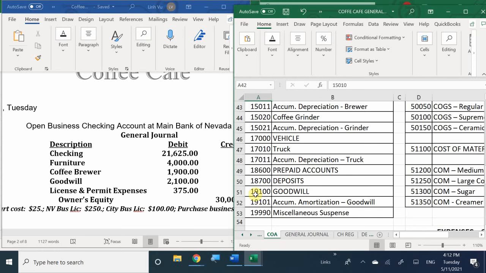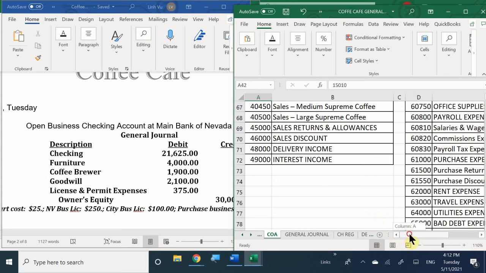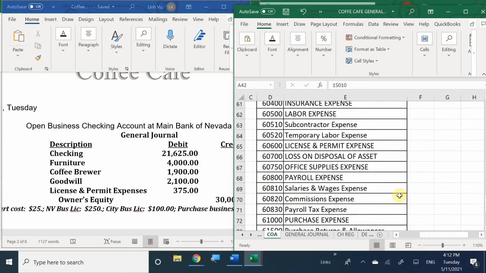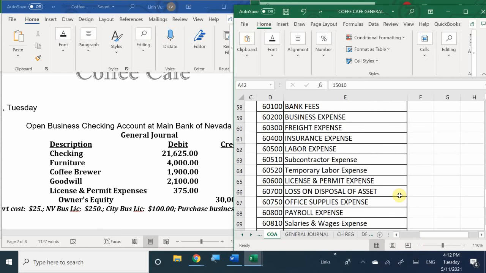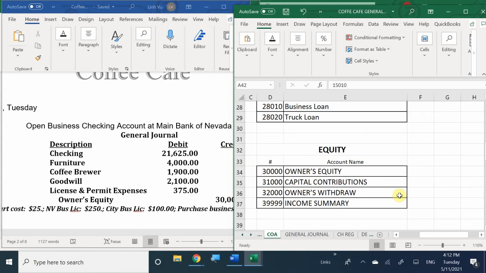Okay? And then last but not least, actually second to last, do we have a license and permit expense? 60600. Good. So we do have a license and permit expense. And last but not least, if this is our original investment in our company, we must have owner's equity. Okay? 30,000, right there. So we do have all the accounts and they do exist.